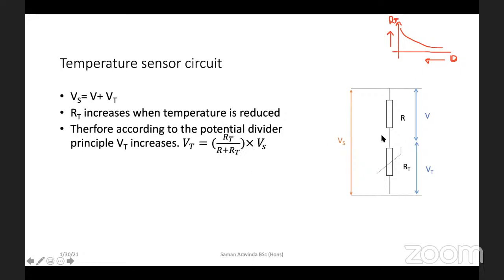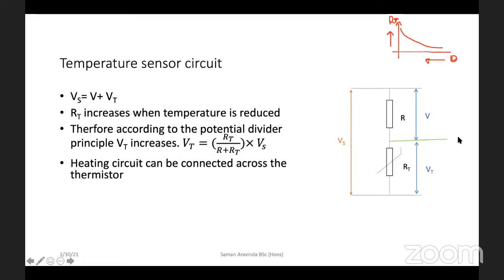So therefore, R is the heater? No, no, no. R is a fixed resistor. So where do we connect it? Across the thermistor, like this. Now we connect the external part, the heating circuit, like this. This is the heating circuit. The heating circuit needs power to work, so the heater is connected here.